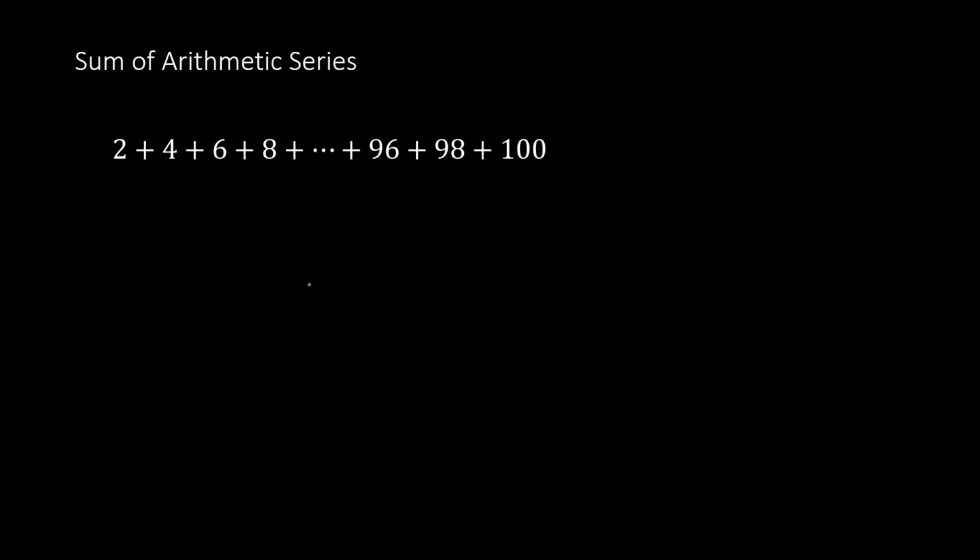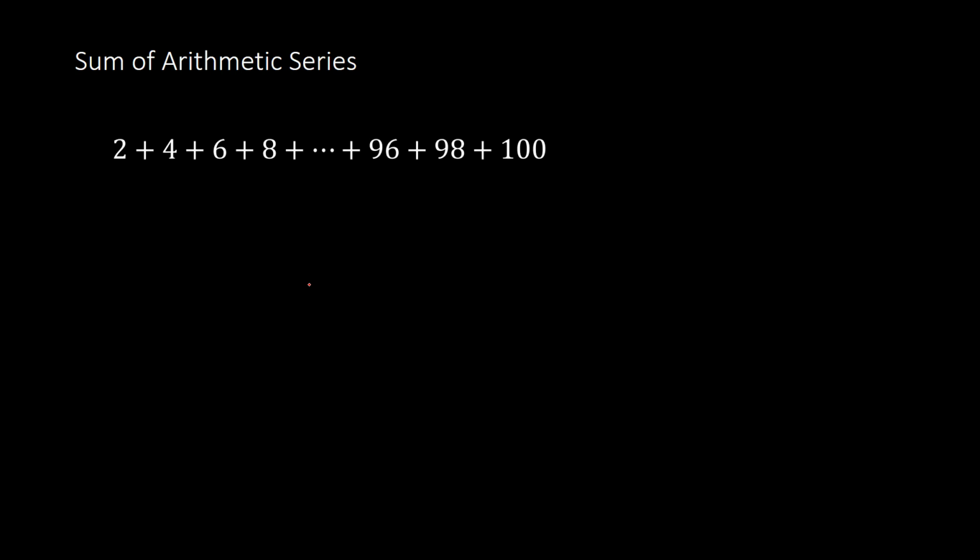Now, if you're given the same series, and we're trying to add the first 50 terms together, so this entire series as we see it. Now, yes, we could add the 2 plus the 4 plus the 6 and keep going all the way to 100, but that's going to take a very long time. So the objective is to figure out, is there a quick way that we can add these together?